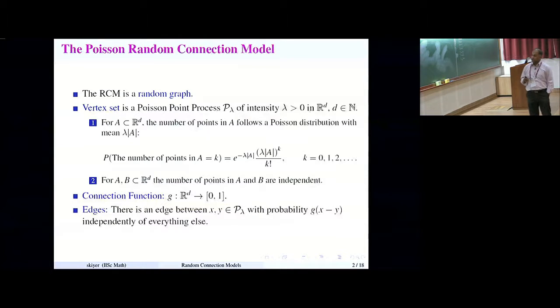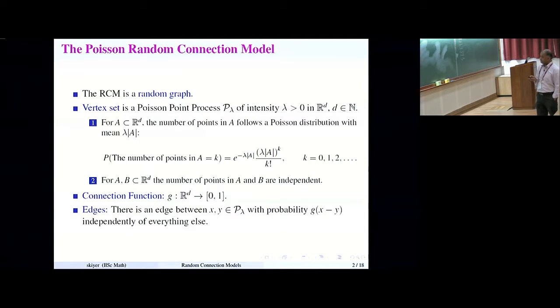It's a random graph, so I would have to specify what the vertex set of the graph is. One can have a fixed number of nodes, but it's easier to put a Poisson number of nodes, and then the results that you obtain for the Poisson can be what is called depoissonized in order to obtain results for a fixed number of nodes.